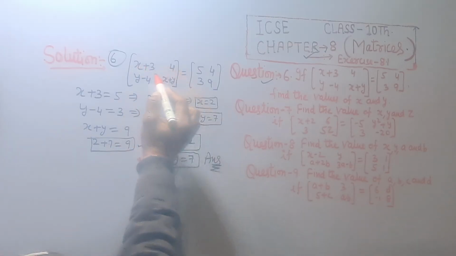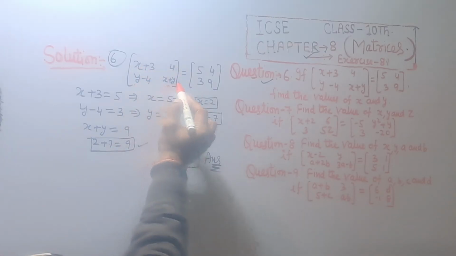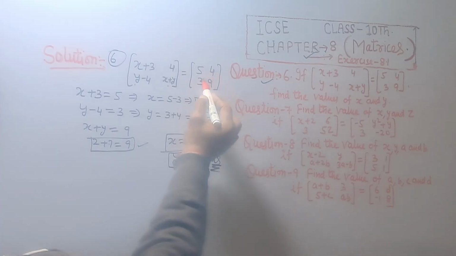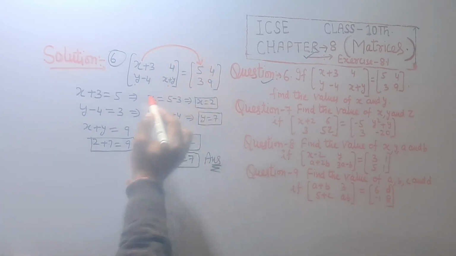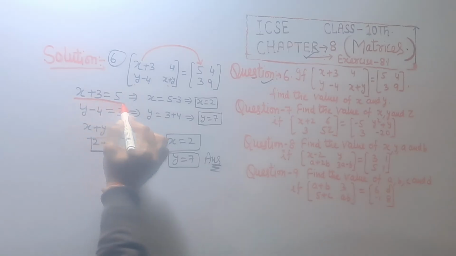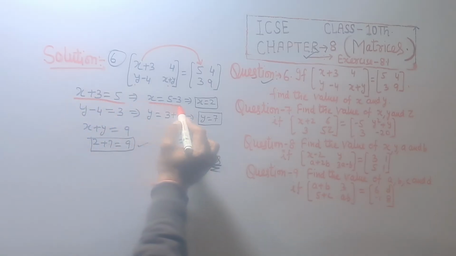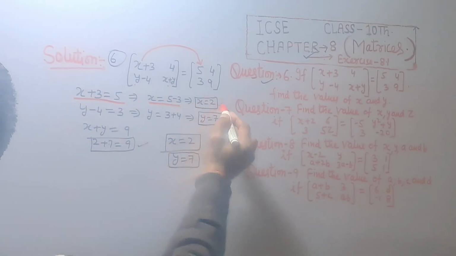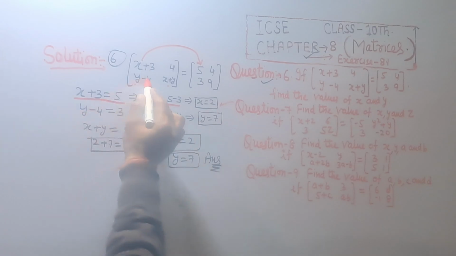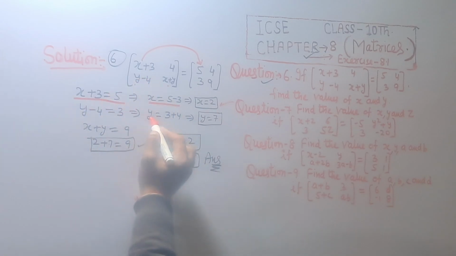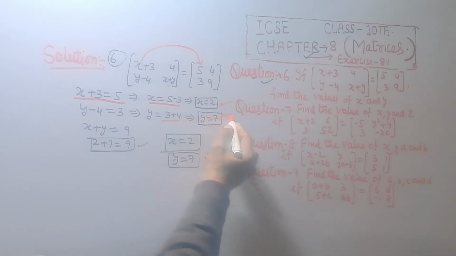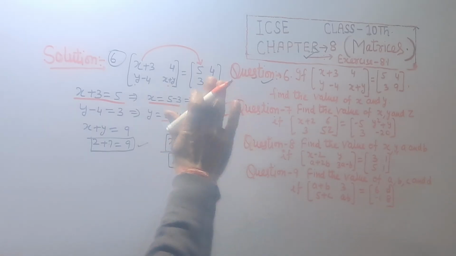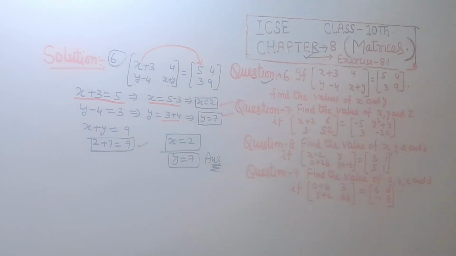Given x plus 3, 4, y minus 4, x plus y equal to 5, 4, 3, 9. First, comparing, that is equal to 5. X plus 3 equal to 5 means x equals 5 minus 3, x is equal to 2. And y minus 4 equal to 3, that is y equals 3 plus 4, y equals 7. We get the value of x and y equal to 2 and 7.